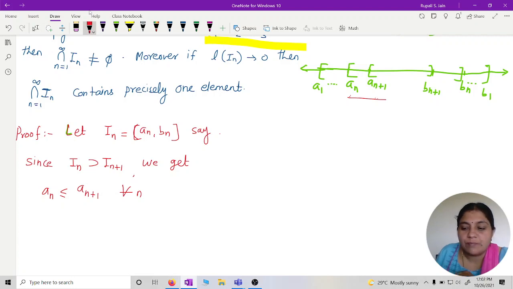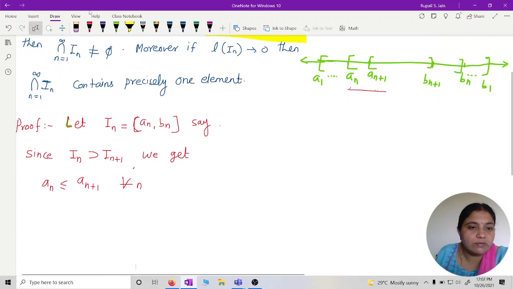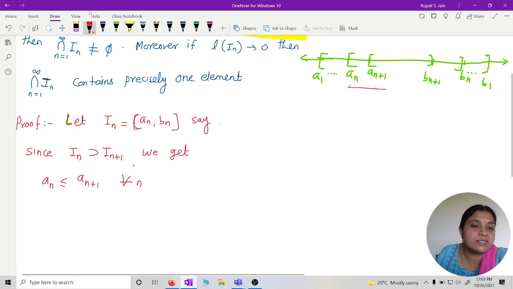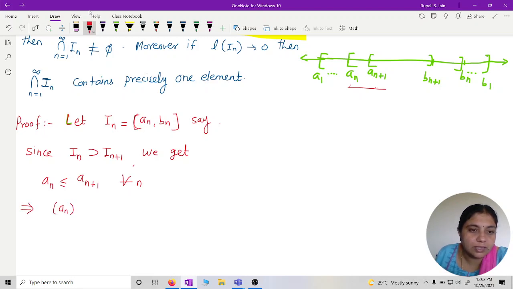Yes, ma'am. So what can I say about the sequence An? Whether it is an increasing sequence or decreasing sequence? This implies An is... Ma'am, could you please repeat this? Which step?